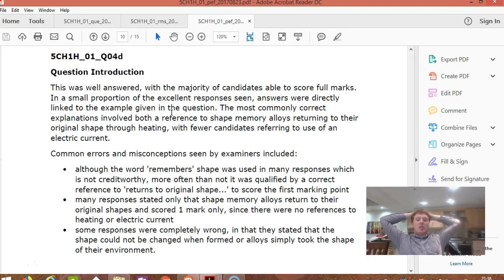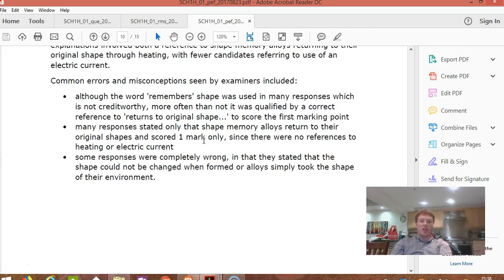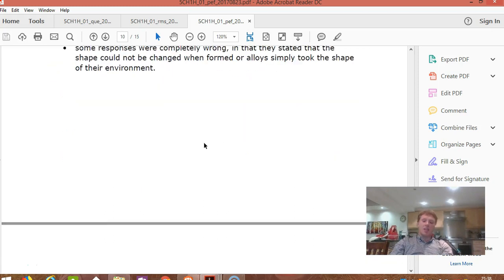Returning to the original shape through heating. Common errors. Although the word remember shape was used in many responses, it is not creditworthy. So you can't say it remembers its shape. If you say they return to the original shape, it only gets 1 mark because there's no reference to heat or current. Some responses were completely wrong and showed that the shape could not be changed when formed, or alloys simply took the shape of their environment. I think those people are confusing shape memory alloys with thermosetting plastics.